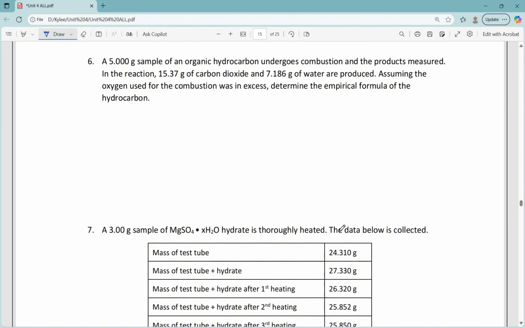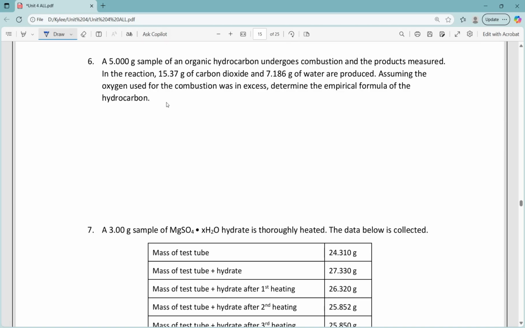All right, number 6 says a 5-gram sample of an organic hydrocarbon undergoes combustion and the products are measured. In the reaction, 15.37 grams of carbon dioxide and 7.186 grams of water are produced, assuming the oxygen used for the combustion was in excess. Determine the empirical formula of the hydrocarbon. So this is a throwback all the way to Unit 1, where we're doing the empirical formula.